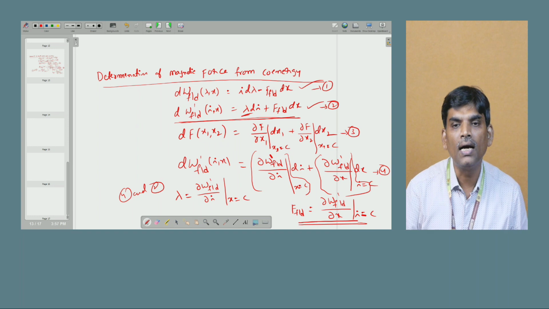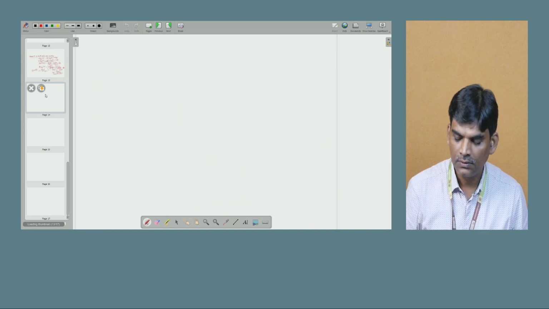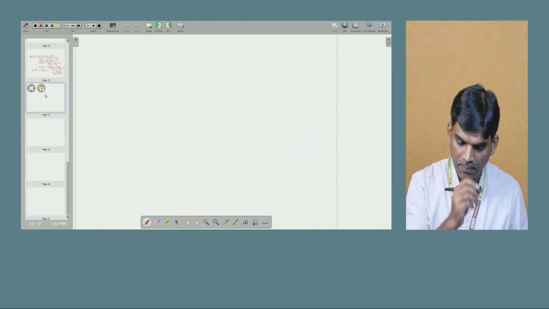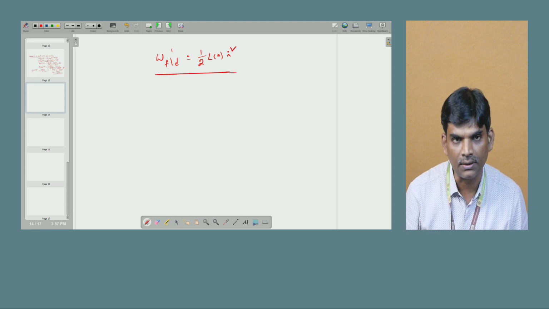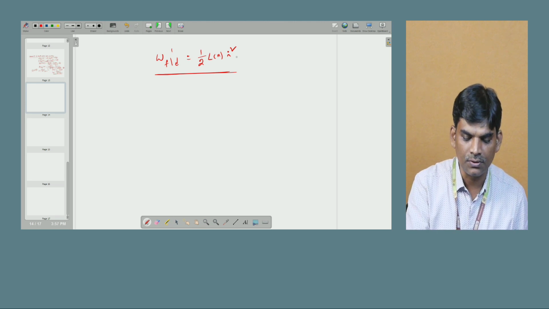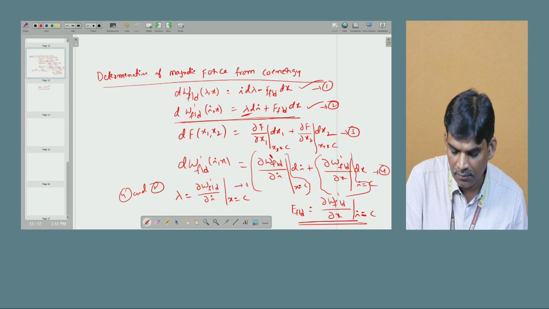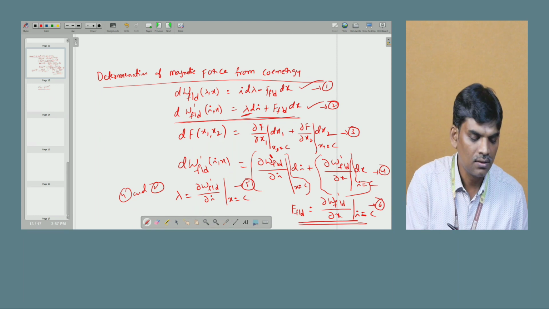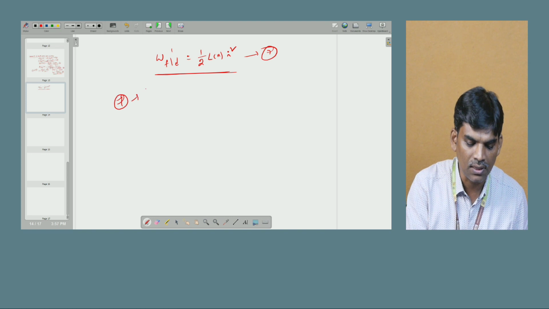So you know the field energy, and this is the coenergy. We derived the coenergy W_fld' equal to half L of x into i square. We applied the same pattern we used for the energy. We are getting this equation, this is equation 5, this is equation 6, this is equation 7. Equation 7 is put into 6.